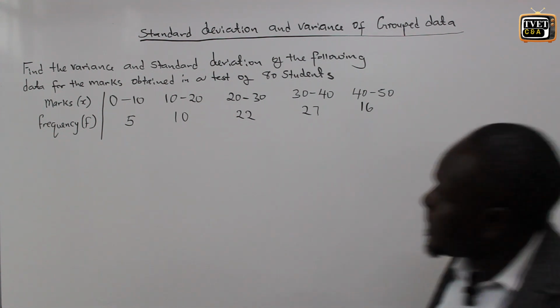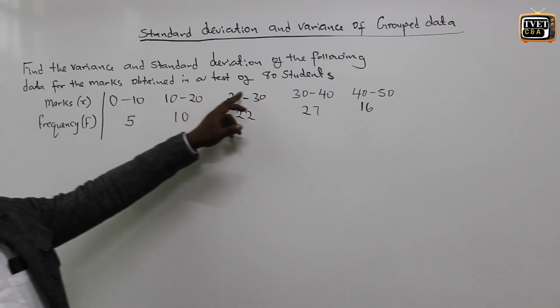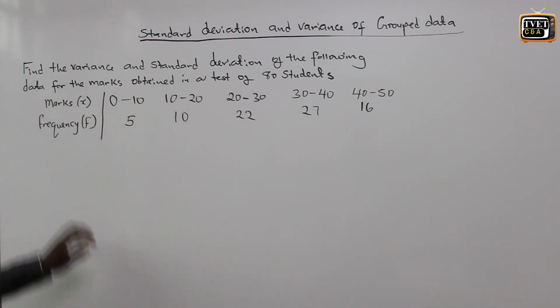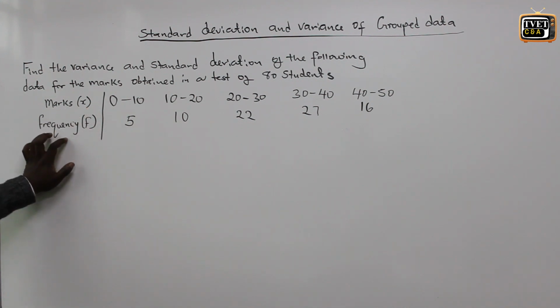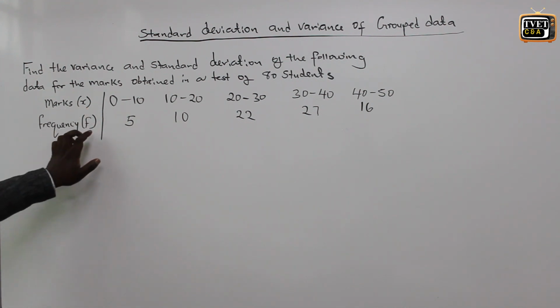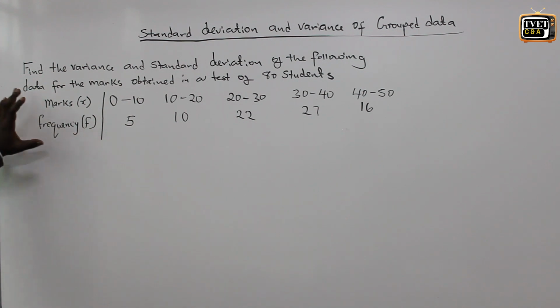The question goes by, find the variance and standard deviation of the following data for the marks obtained in a test of 80 students. We have the marks as our x variable and frequency as our f variable. Frequency, we know, is the number of occurrence of an element in a data set. So in such a question, what you need to know is the formula.